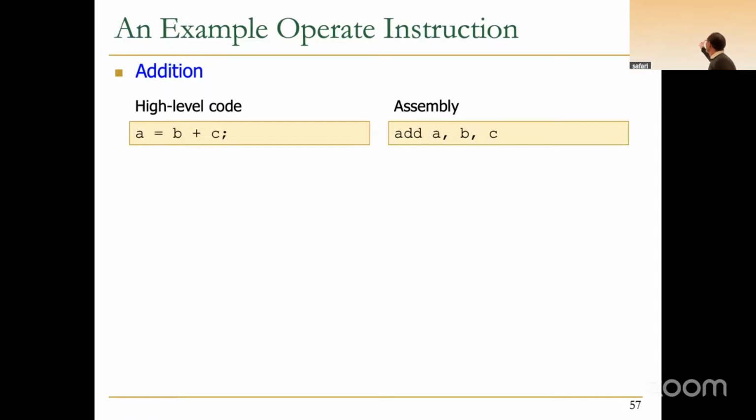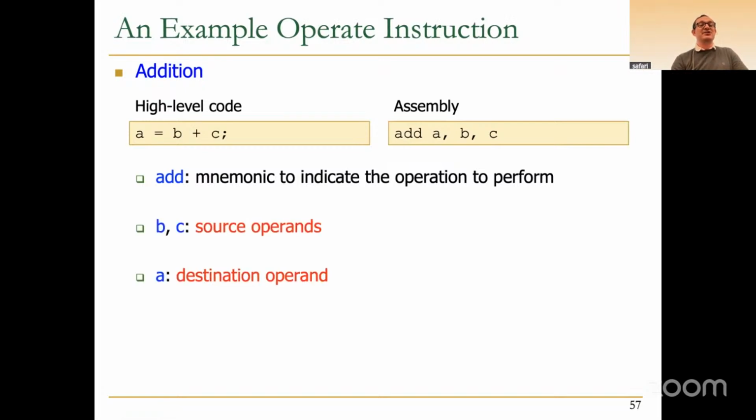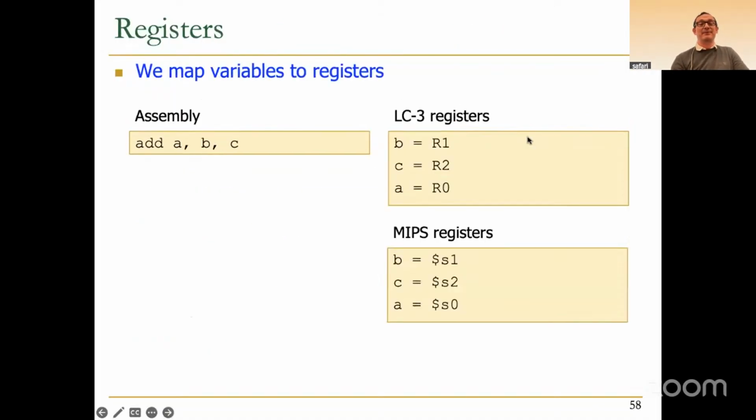Assembly could be like this. In this case, add A, B, C. A is the destination. B is one operand. C is another operand. This is not exactly low-level assembly because it doesn't have the register allocation done yet. These are variables, A, B, C. Add is called a mnemonic to indicate the operation to perform. B and C are source operands, and A is the destination operand. So that's the semantic specification of this assembly, right?